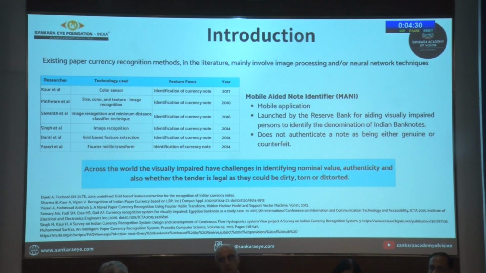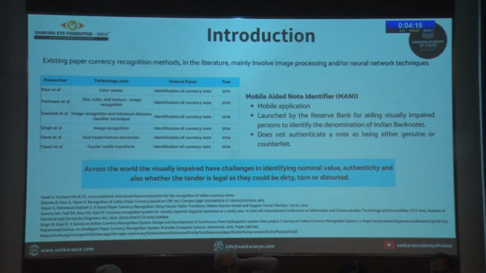A number of our patients came up to us saying, you want us to rehabilitate, but how do we even know whether the currency is authentic? So the trigger for our study was saying, can we help identify nominal value, authenticity, and whether the currency is legal, as the currency note could be dirty, torn, or distorted among our patients.